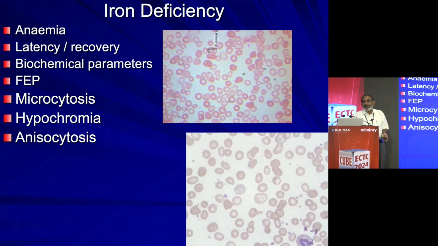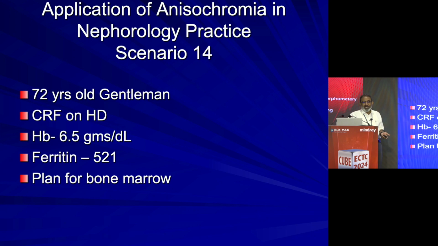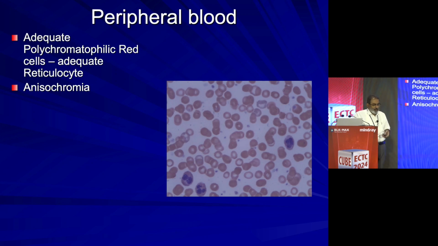This is something that I presented last time. We are all taught anisocytosis, hypochromia, microcytosis, but nobody talks about anisochromia. Dr. Tejinder has taught his students about anisochromia. A 72-year-old gentleman, actually my uncle, had ischemic heart disease and became short of breath because his hemoglobin had dropped, and his ferritin is 521. They planned a bone marrow. So I said, send me a peripheral smear.